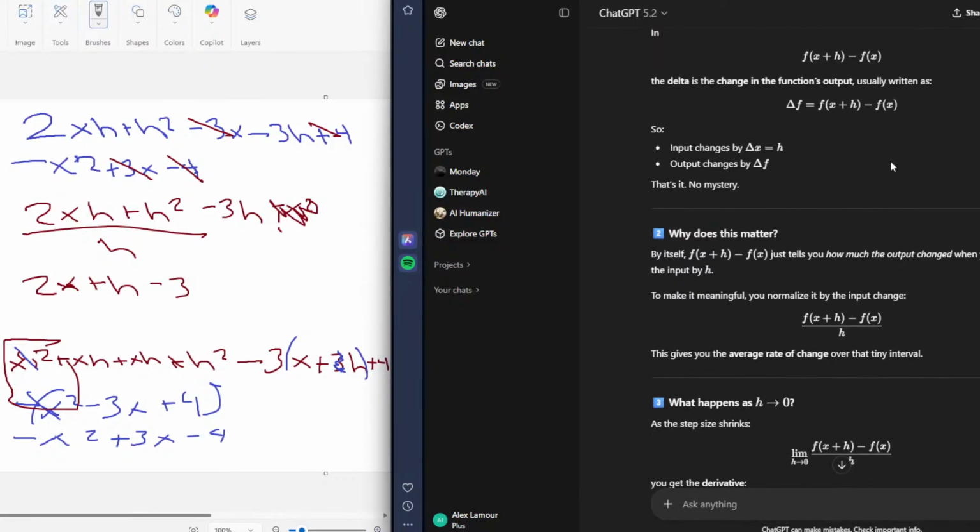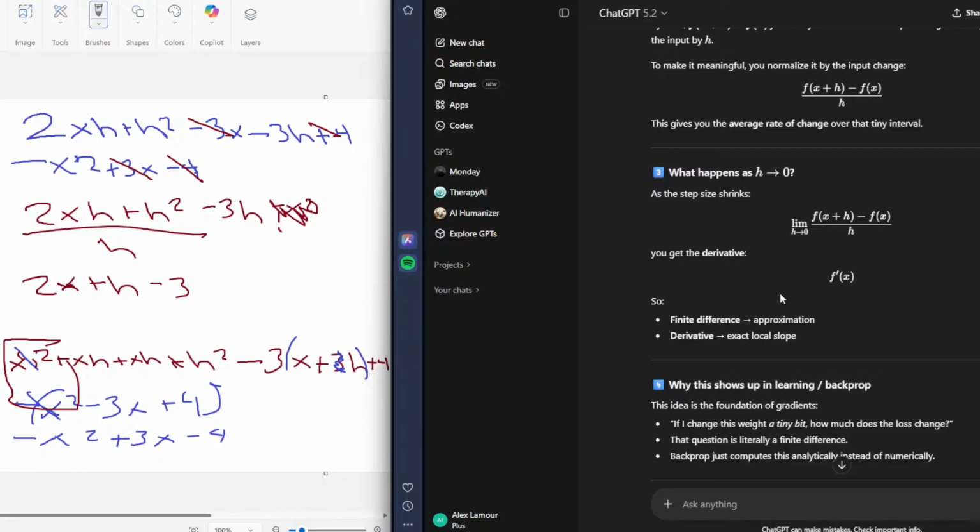How much does the output change when you nudge the input? To make it meaningful, you normalize it by the input change, which is funny because that's basically what we ended up doing just mathematically, right? It kind of balances out to where it ends up being this anyways. The f of x plus h minus f of x divided by h, which we ended up doing. Average rate of change over that tiny interval. Okay. So what happens as h approaches 0, you get the derivative. Finite difference, exact local slope.